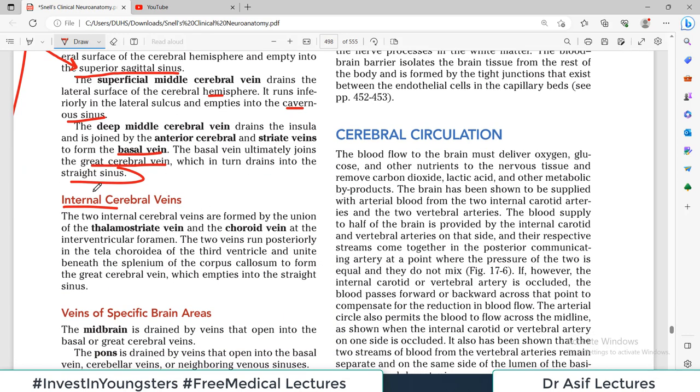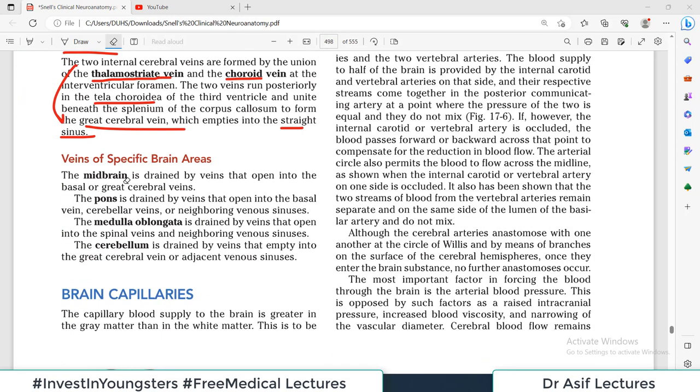Then there are some internal cerebral veins. There are two internal cerebral veins which are formed by the union of the thalamostriate vein and the choroid vein at the interventricular foramen. The two veins run posteriorly in the tela choroidea of the third ventricle and unite beneath the splenium of the corpus callosum to form the great cerebral vein, which empties into the straight sinus. So they empty into the straight sinus.